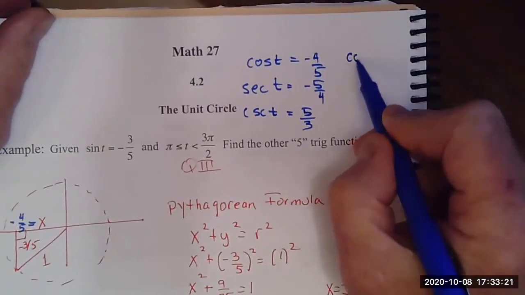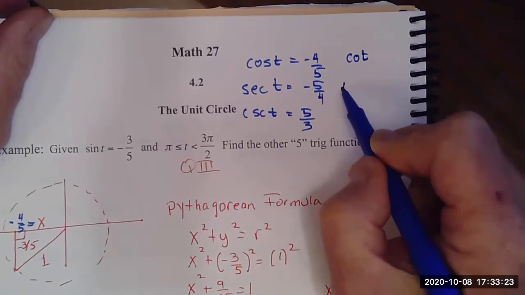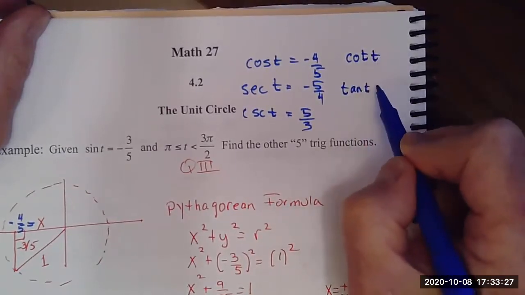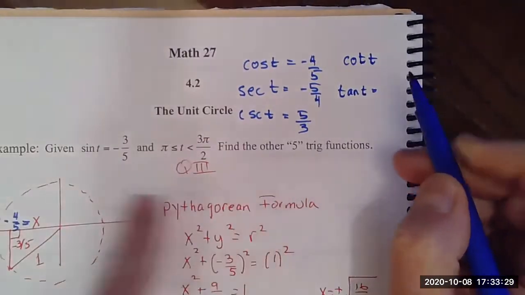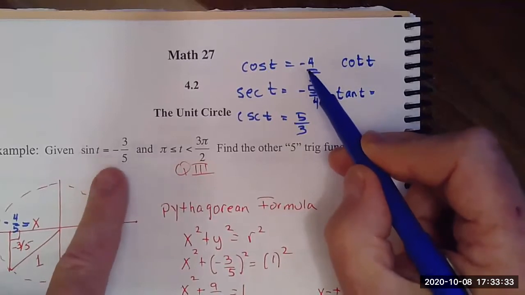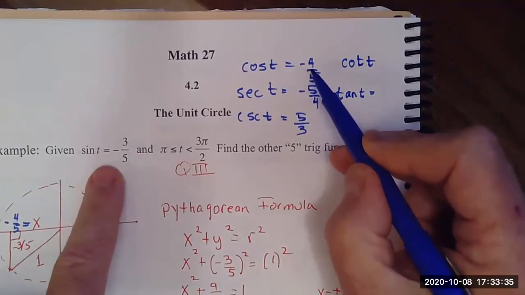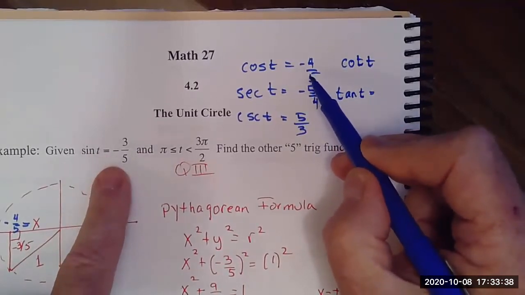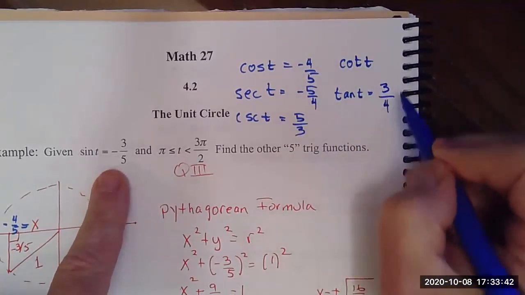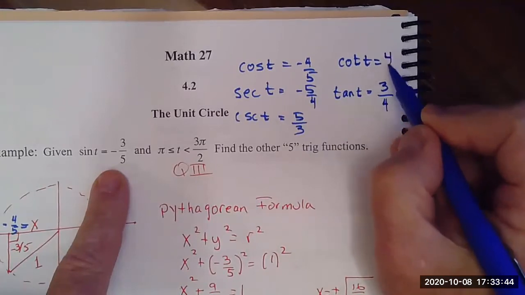Okay, cotangent and tangent. Let's do tangent first. Tangent of t. Okay, tangent is sine over cosine. Two negatives make a positive. That's on the top, that's at the bottom. Fives go away. So 3/4. Tangent is 3/4. Therefore, cotangent is 4/3.